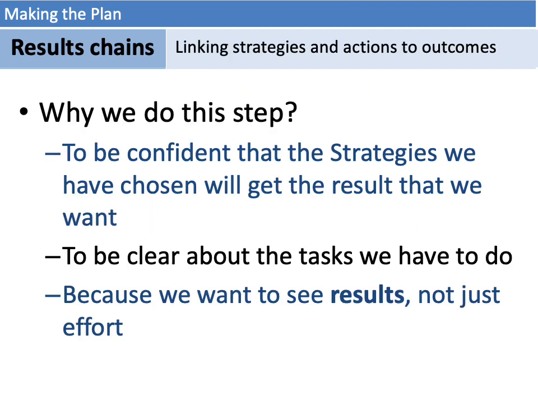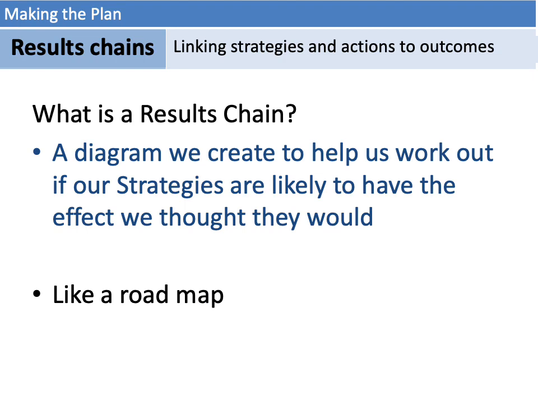We've also identified our priority strategies, and we do this results chain step so that we can link those strategies and actions to the outcomes we want or the goals we want. This really helps us be confident that the strategies we've chosen will get the result we want in the end. A results chain is a simple tool that just helps us clarify the assumptions we make about how the strategy will contribute to reducing threats and achieving the conservation goal.